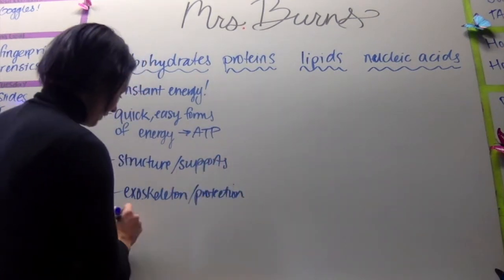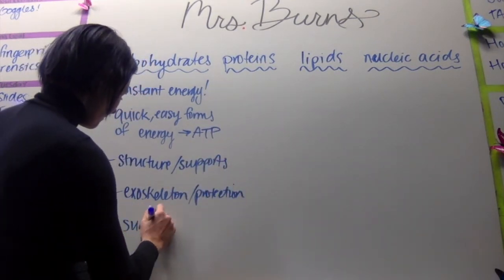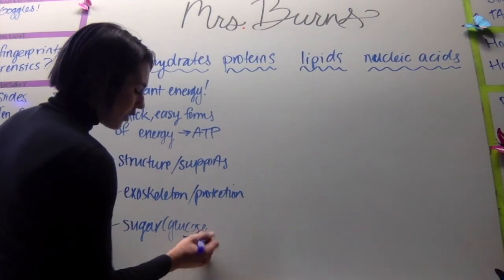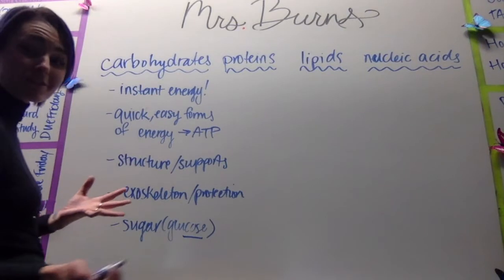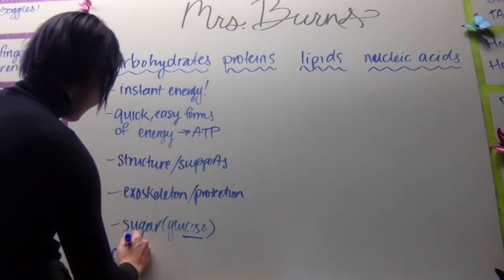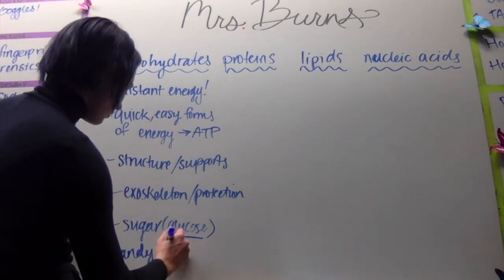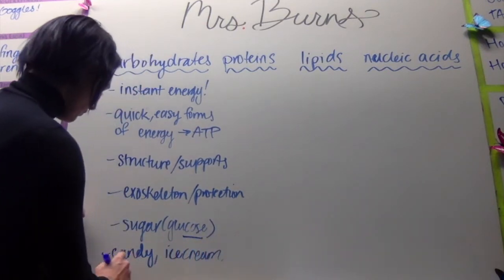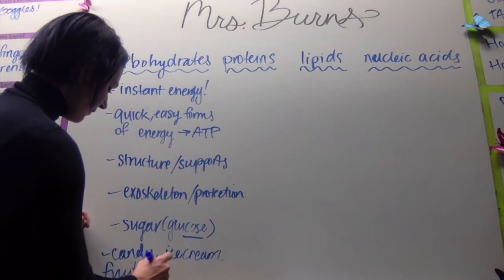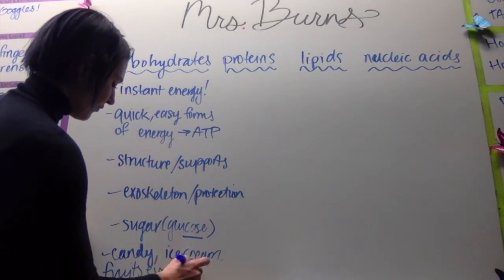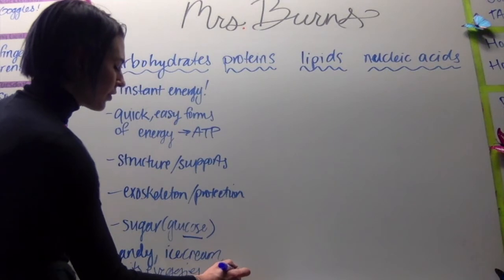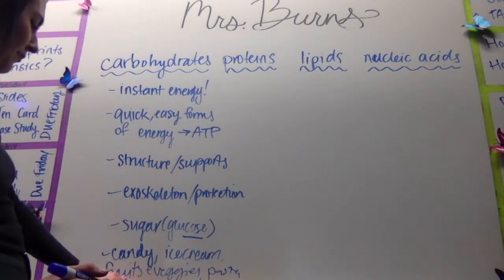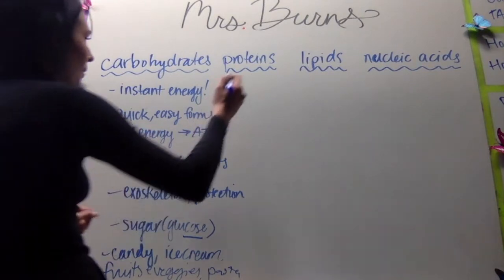Examples include sugar, glucose, sucrose. Anything that ends in -ose normally is a carbohydrate because it's a sugar. So we could do candy, ice cream, also fruits and vegetables, pasta, bread. Those are all different kinds of carbohydrates. Sorry, it gets a little messy down here. Okay, so what about proteins?